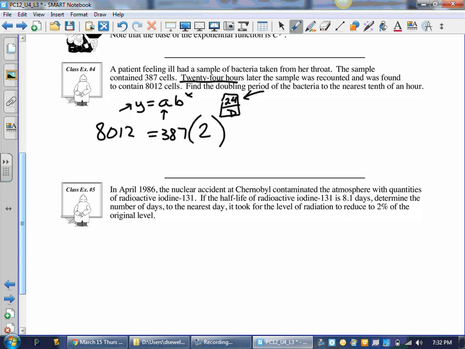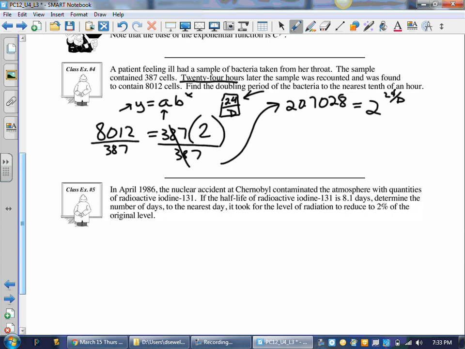All right, we do the math that we can. So we divide by the 387. You always separate that first. And you're going to take 8,012 divided by 387, and that's going to give you, I'll get my calculator so I can figure it out. 8,012 divided by 387 gives you 20.7028. Take several decimals. This equals 2 to the power of 24 over d.